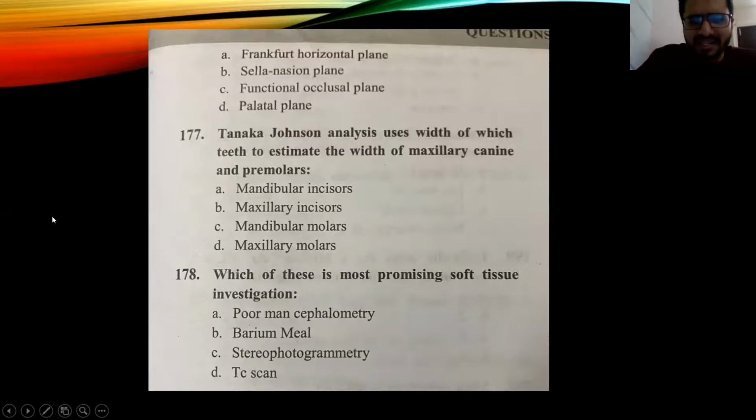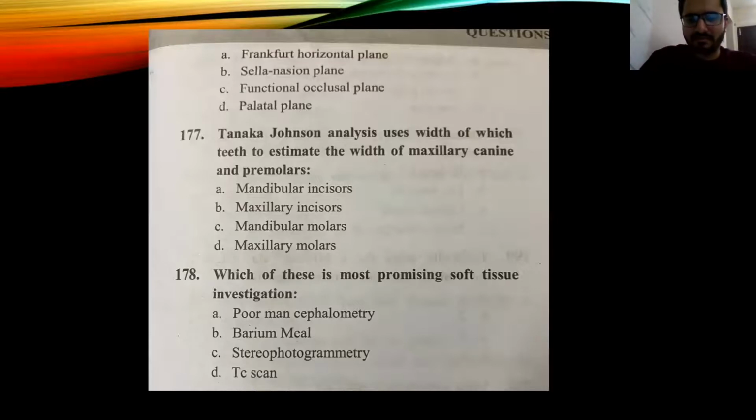Now this is also very easy. Tanaka-Johnson analysis uses the width of which teeth to estimate the width of maxillary canine and premolars? Mixed dentition analysis, what are they trying to predict? They're trying to predict the size of your permanent canines and premolars, right?